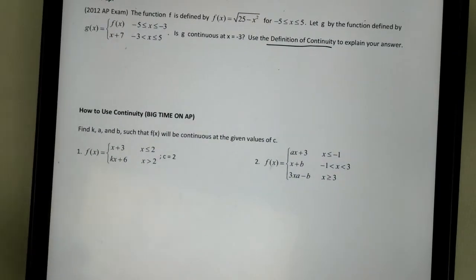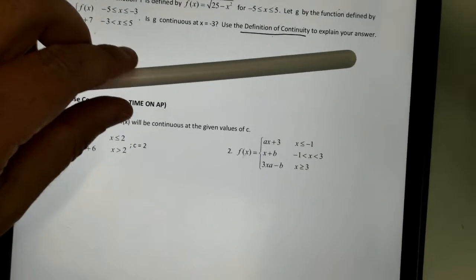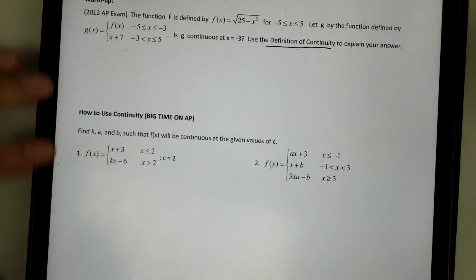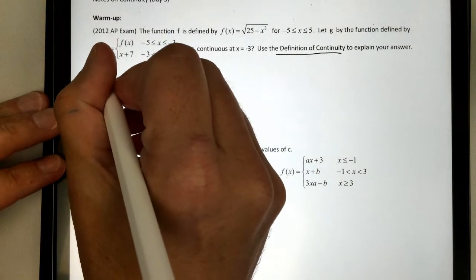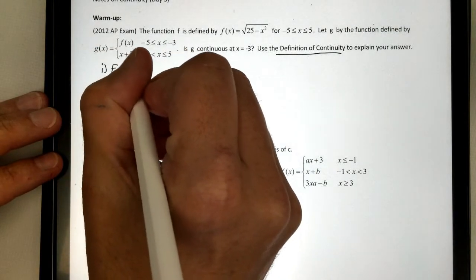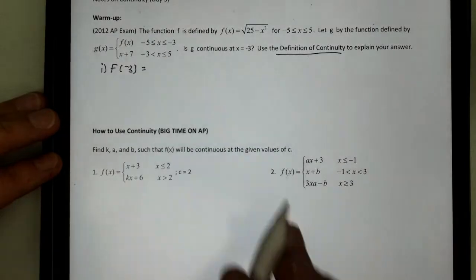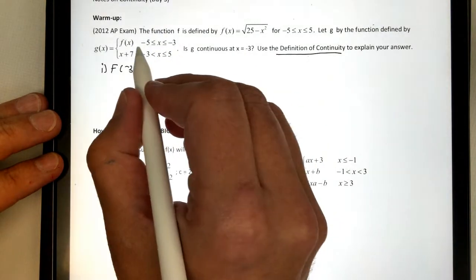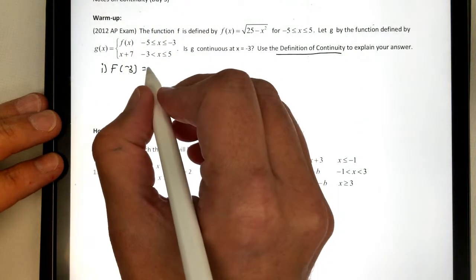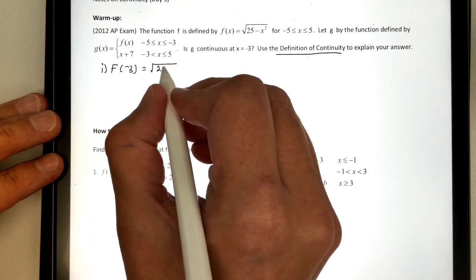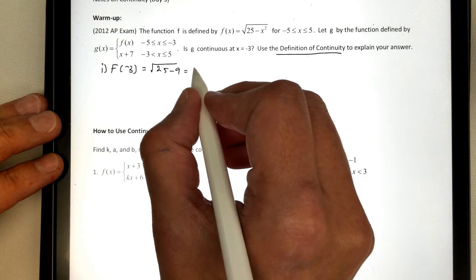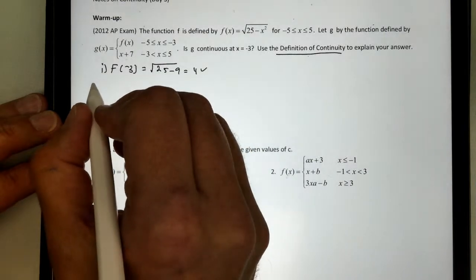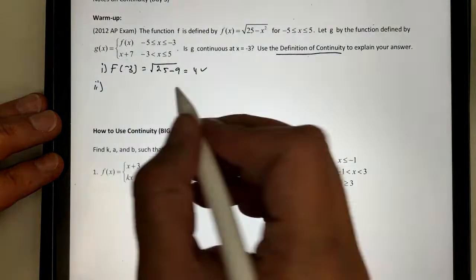Let's do this. All right, so to show that a function is continuous at a point, we first have to show that the value exists at that point. So 1, we're going to test a value at negative 3. If I plug it in, it's going to be on the top one, f of x. So that's going to be the square root of 25 minus 9, negative 3 squared, and that's just going to give us 4.